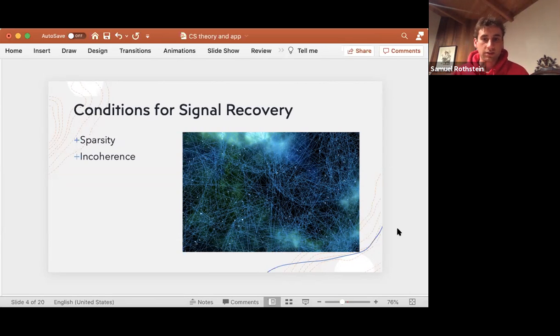All right, so there are essentially 2 conditions under which recovery is possible. The first condition is sparsity, and this requires that the signal must be sparse in some domain in order for it to be recovered. And I think we mentioned this term a few times, and we're going to go ahead and define it a little bit better in the next slide.